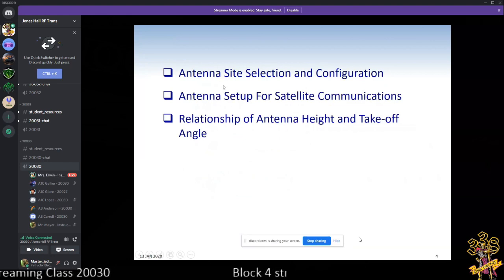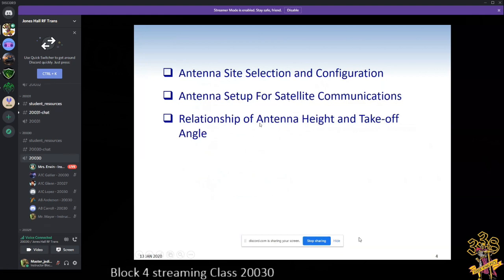We'll talk a little bit about site selection and different configurations for antennas. What you need to think about when you set up for satellite communications, and how the height an antenna is put up affects its takeoff angle.